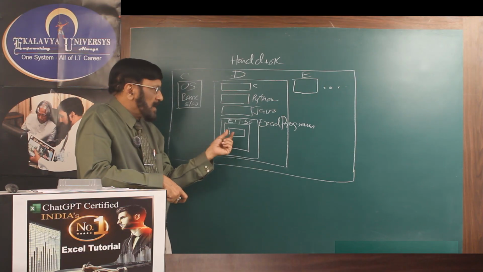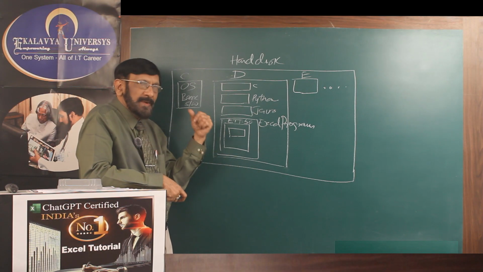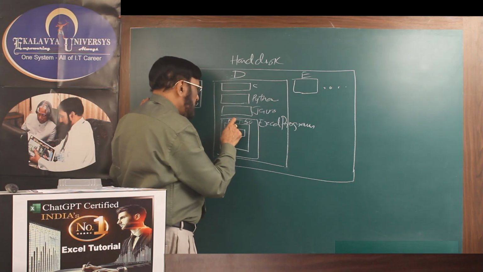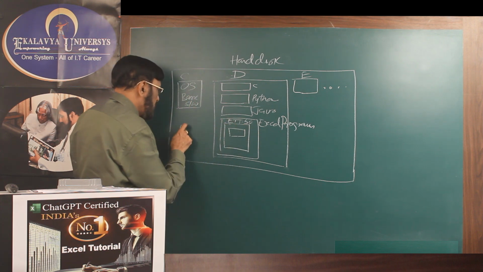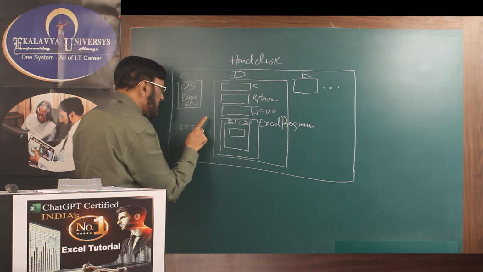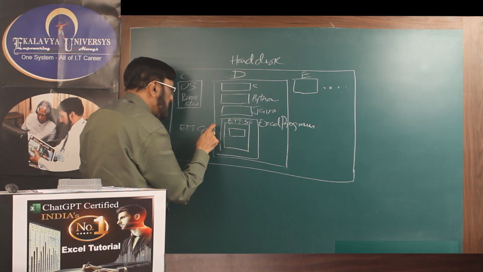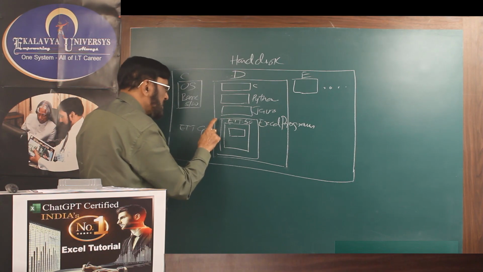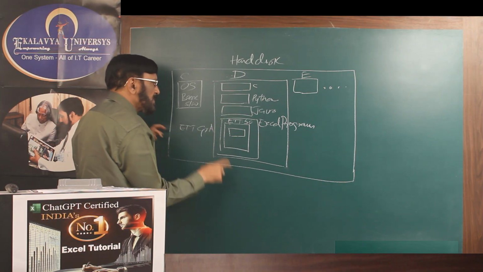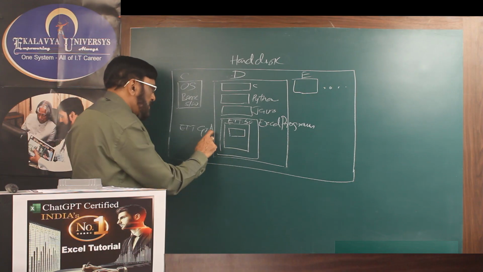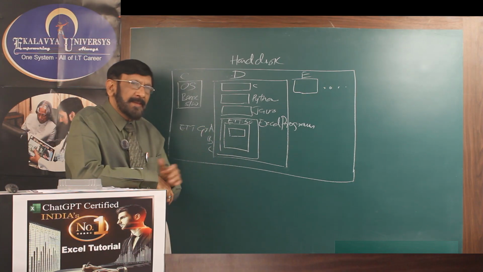Whatever file you want, you can locate it immediately. Here you can name it ETT group A, but it should not be a rigid rule. In this, group A is there. Thereafter, group B will be there, group C will be there, like that.